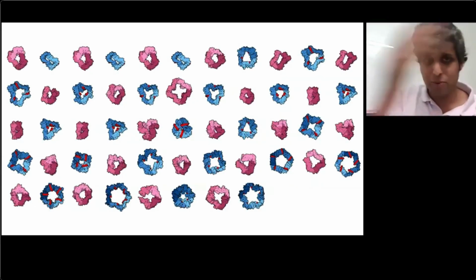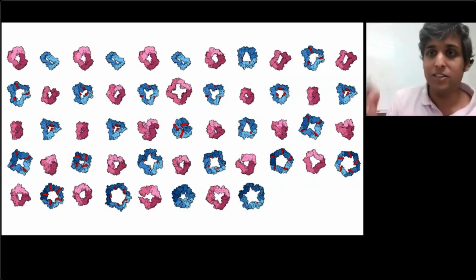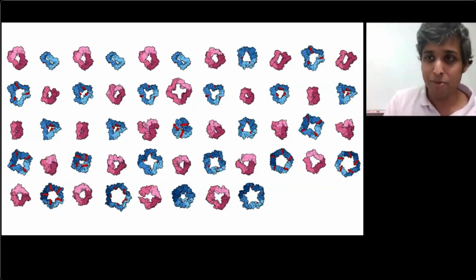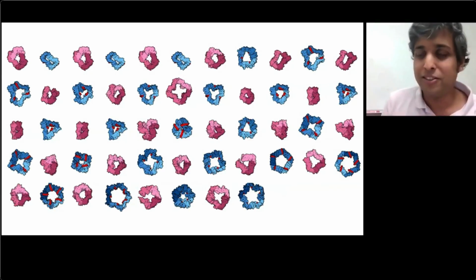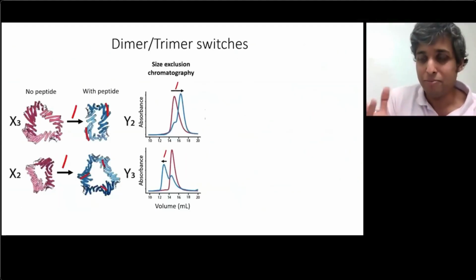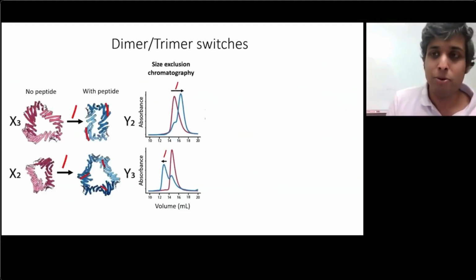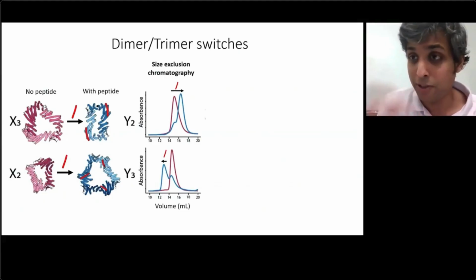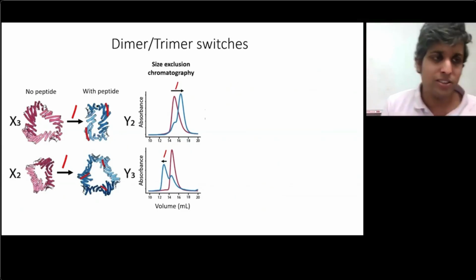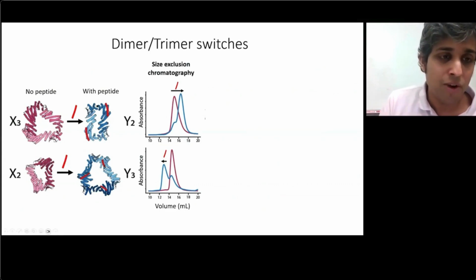So using this approach, we were able to identify many possible pairings of different ring switches, which should obey the MWC model and have cooperativity. I'm just showing the subset of them that I tested here. Even in this relatively modest set of rings, we're able to identify many examples of switchable dynamic assemblies. On the left, I'm showing one example where you go from a trimeric ring system to a dimer when you add in this peptide.